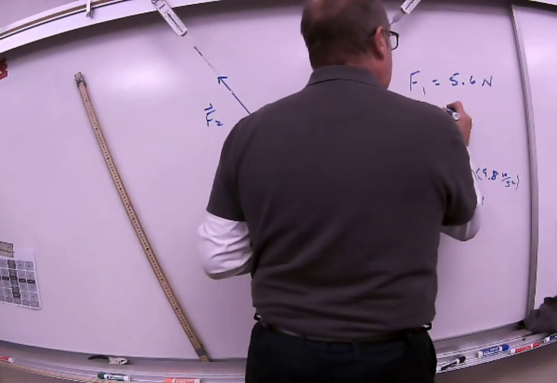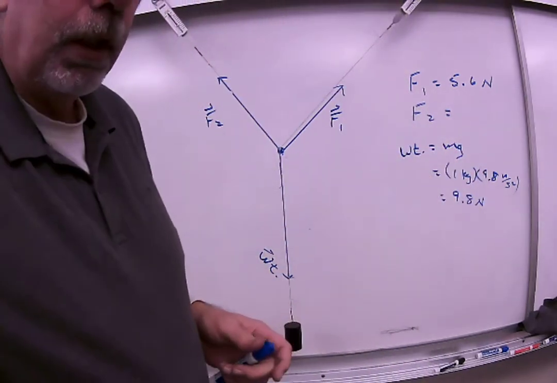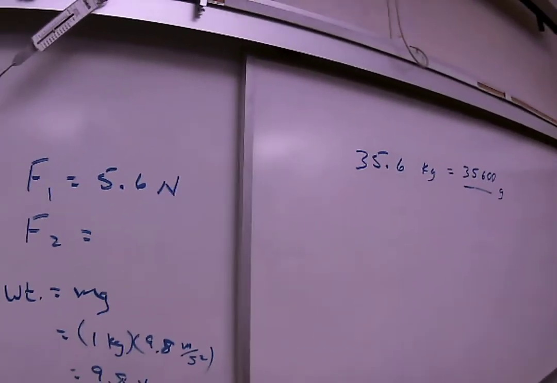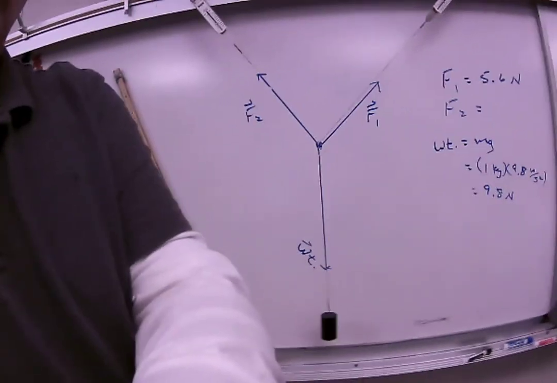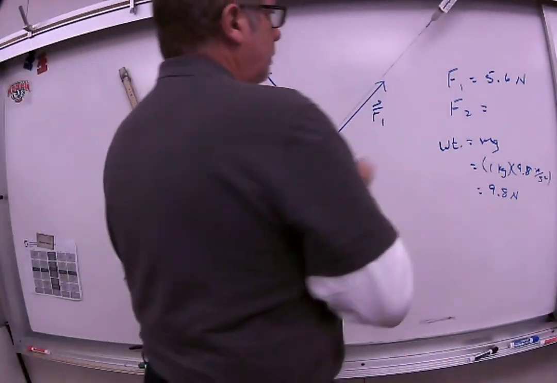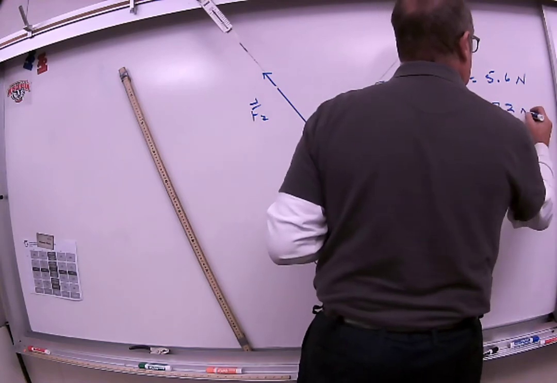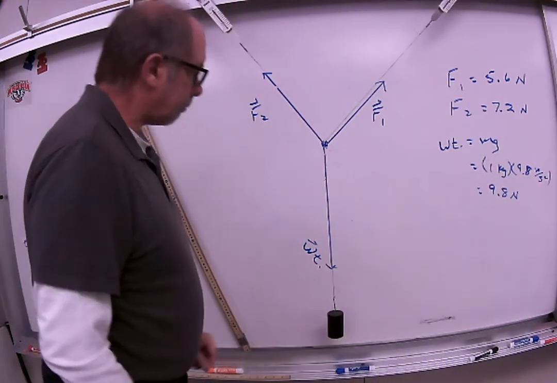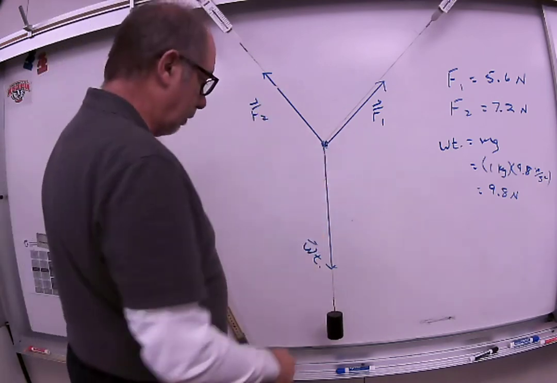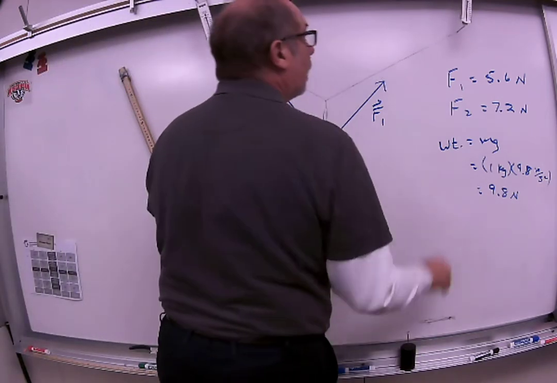5.6 newtons. And then the magnitude of F2, let's see what that is. Bring the computer with me here. It looks to be about 7.2. We'll call it 7.2 newtons. Okay, now I'm going to take this setup down because I want to draw on the board, so I need it out of the way.